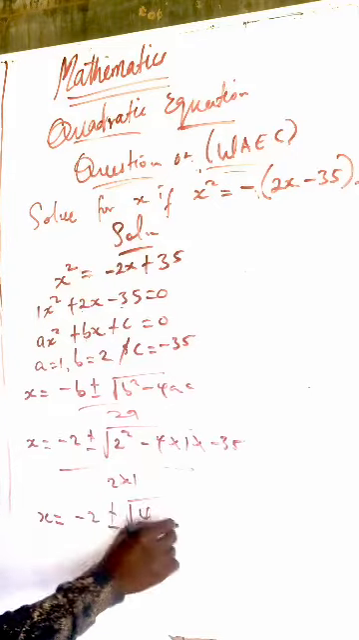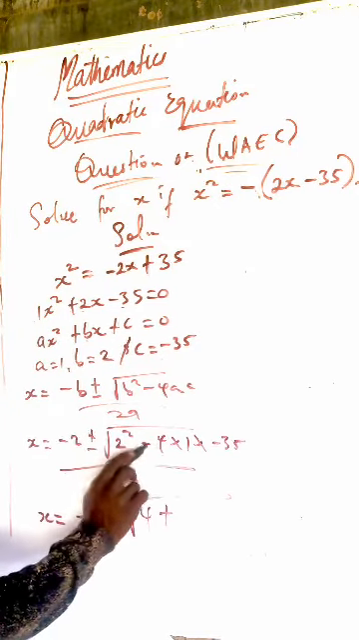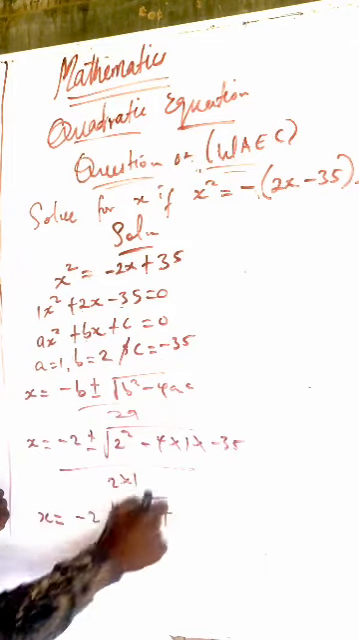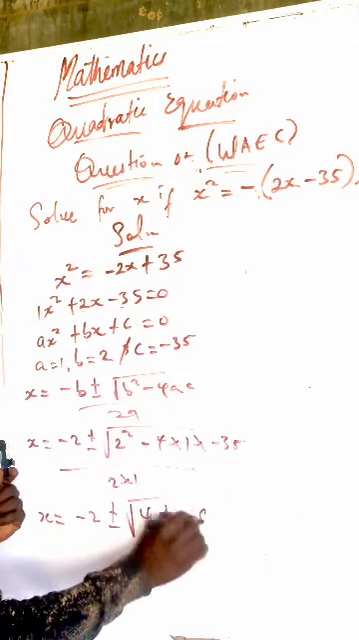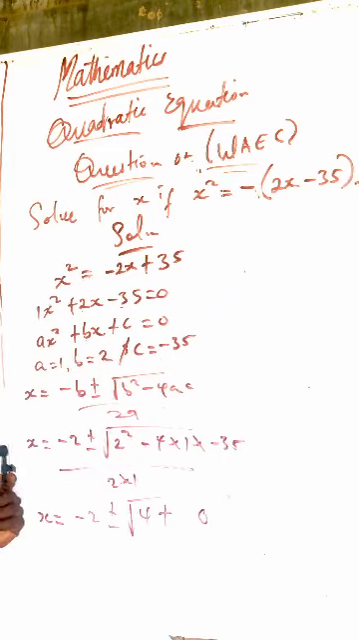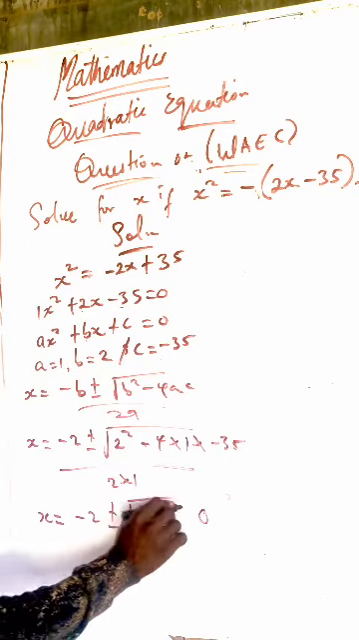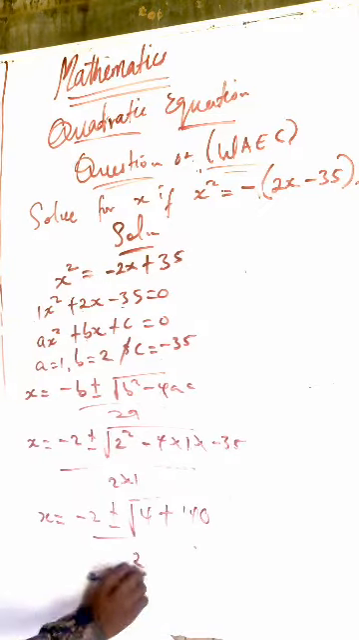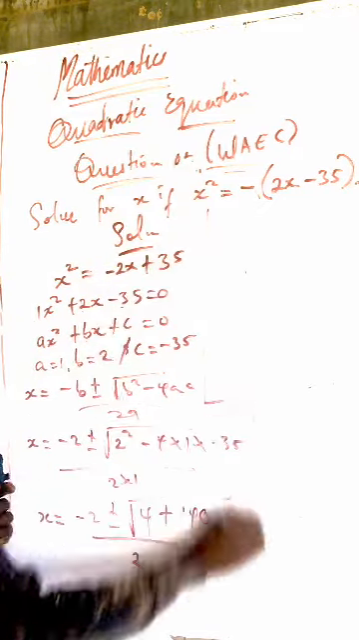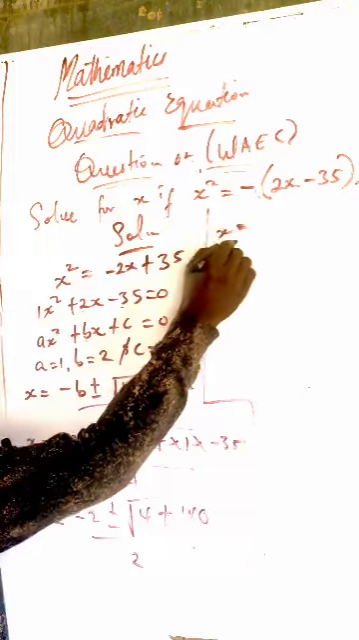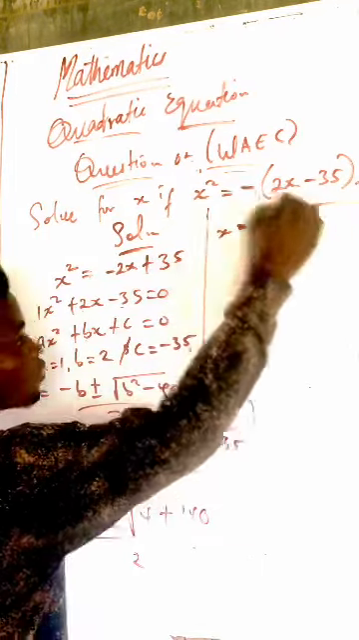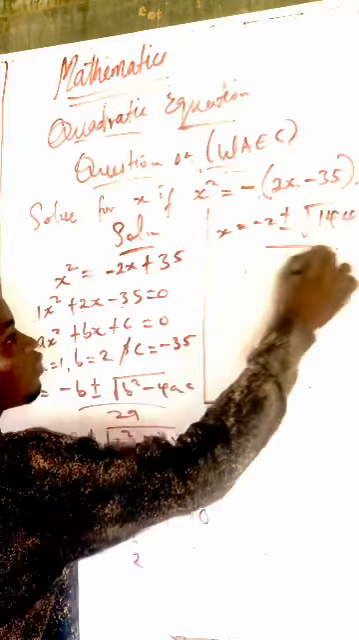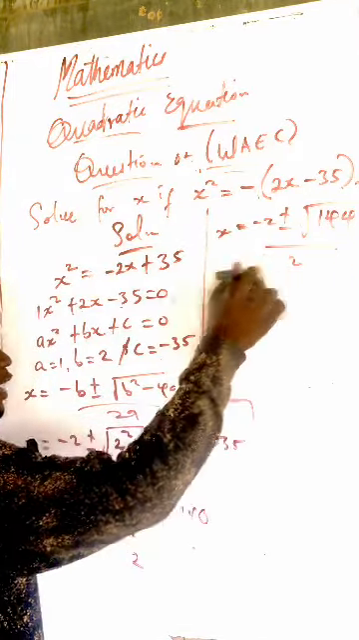Minus times minus is what? Plus. My sign is going to plus. Minus 4 times 1 is minus 4. So now minus 4 times minus 35. Minus times minus is plus. 4 times 5 is what? 20. 0 carry 2. 4 times 3 is what? 12. 12 plus 2 is what? 14. I'm having here 140. Okay? Over 2 times 1 is what? 2. Exactly. So what next? I'm having x equivalent to minus 2 plus or minus the square root of 4 plus 140, which is 144, over 2 times 1, over 2.